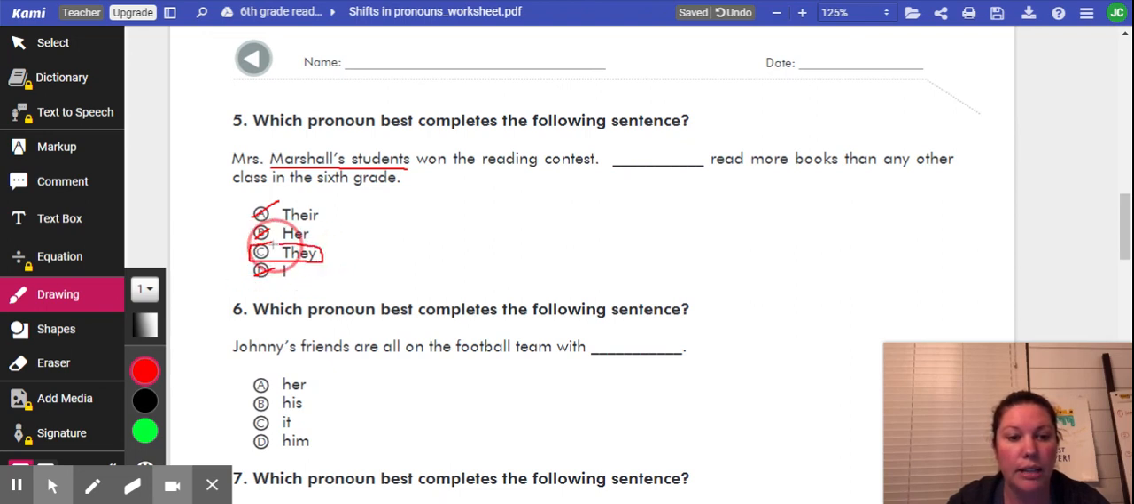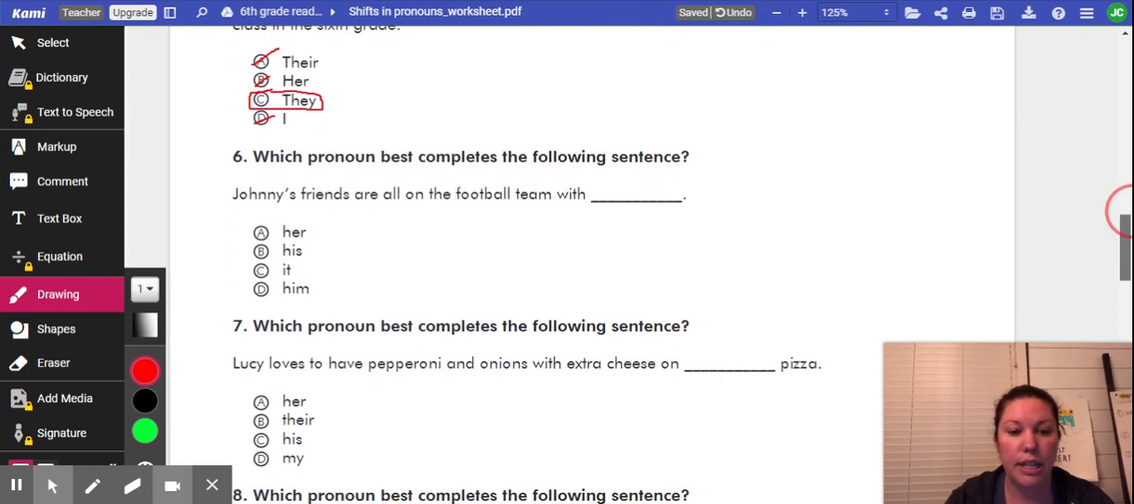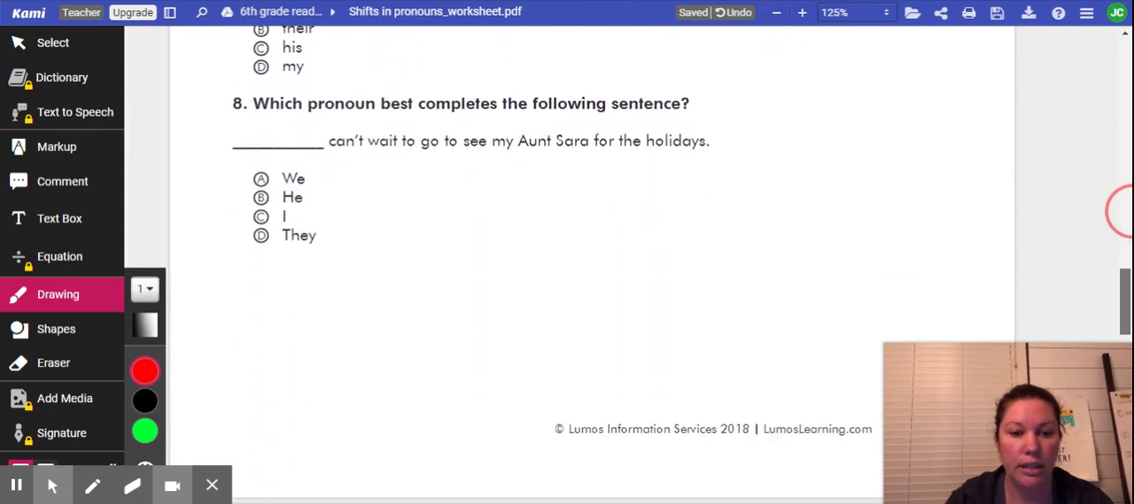And we can plug that in to make sure. They read more books than any other class in the 6th grade. Yep, that sounds great.